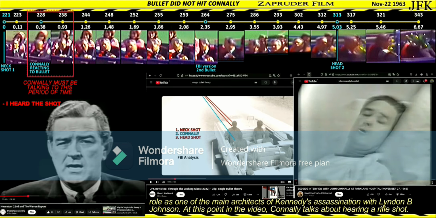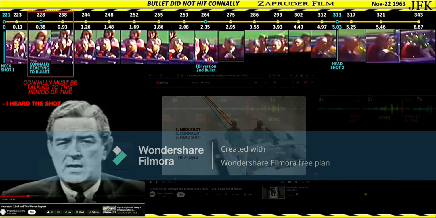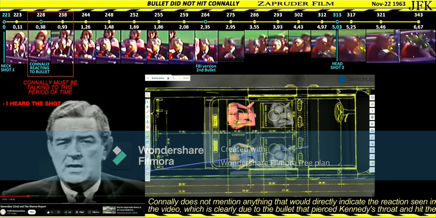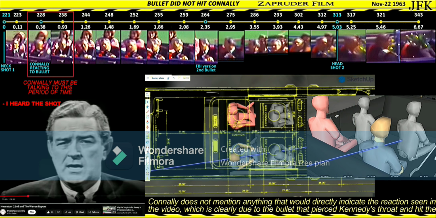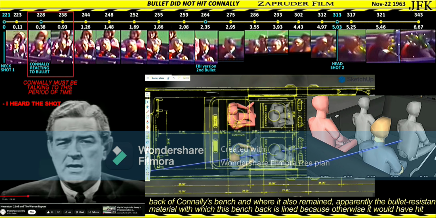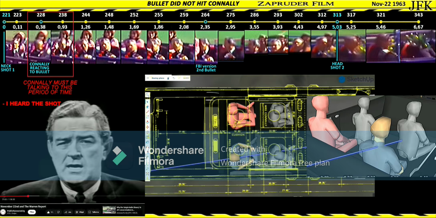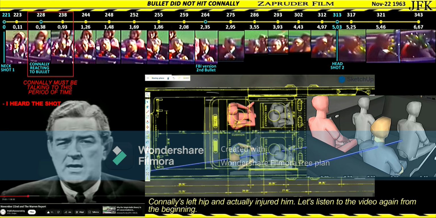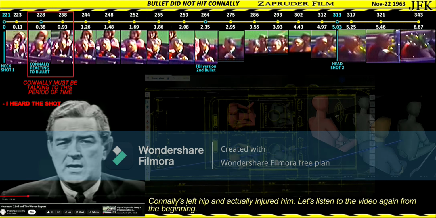Johnson. At this point in the video, Connally talks about hearing a rifle shot. Connally does not mention anything that would directly indicate the reaction seen in the video, which is clearly due to the bullet that pierced Kennedy's throat and hit the back of Connally's bench, and where it also remained, apparently because of the bullet-resistant material with which this bench back is lined, because otherwise it would have hit Connally's left hip and actually injured him. Let's listen to the video again from the beginning.